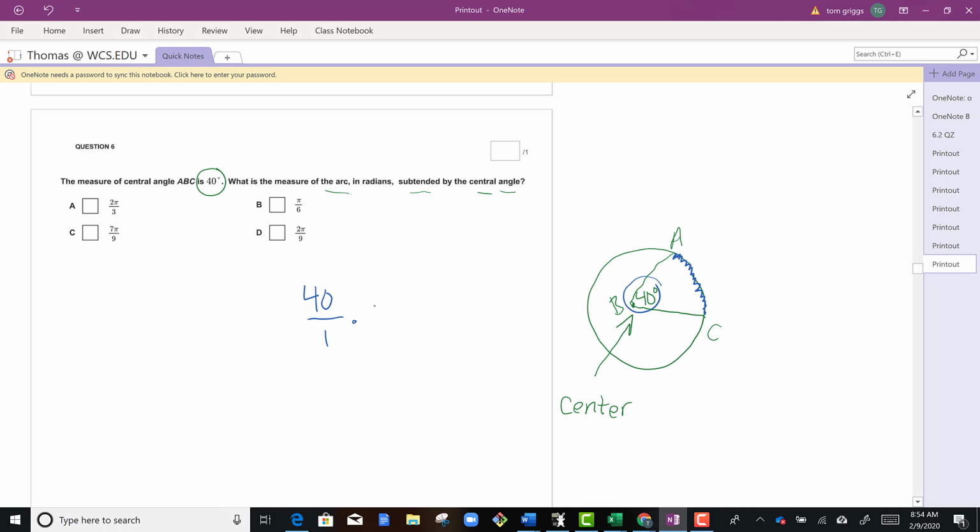We'll take 40, multiply it by pi over 180. Both of these are both divisible by 10. So that's 4 pi over 18. And then both of those are divisible by 2. So that's 2 pi over 9 radians. That's how long the arc of the circle is.